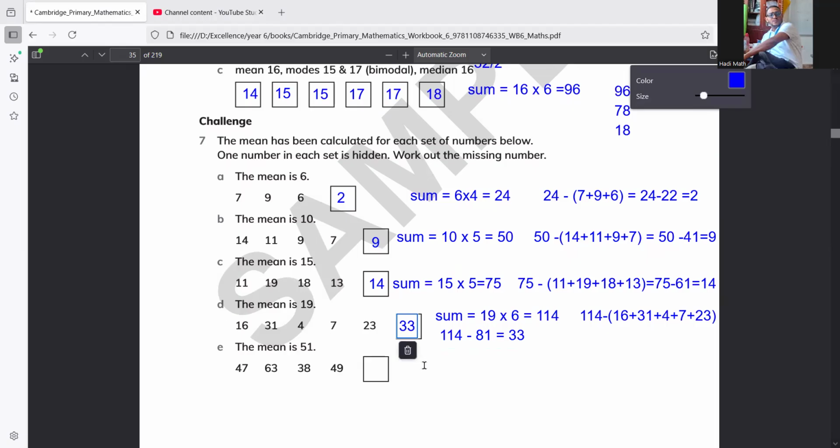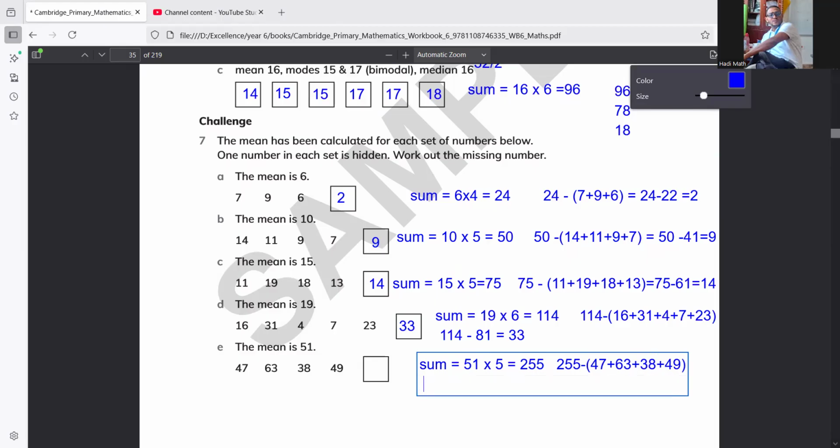With the same idea, go here and also find the sum. The sum of all of them is equal to the mean, which is 51, multiplied by the number of numbers. Count them: 1, 2, 3, 4, 5. So multiply by 5. 51 multiplied by 5 is equal to 255. Then go and subtract 255 minus all the given numbers. The given numbers are 47 plus 63 plus 38 plus 49.